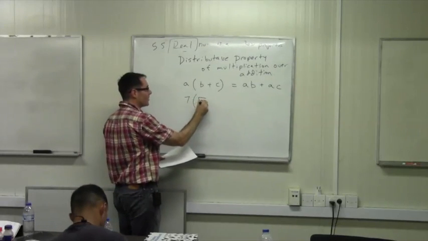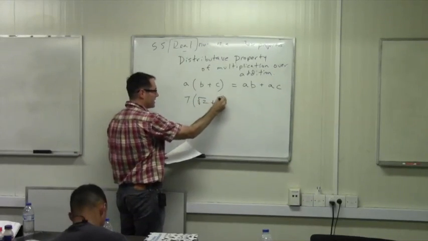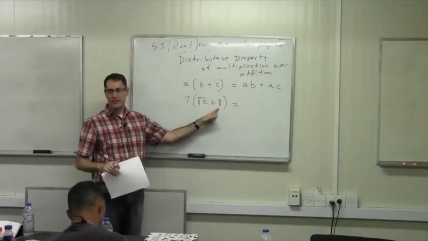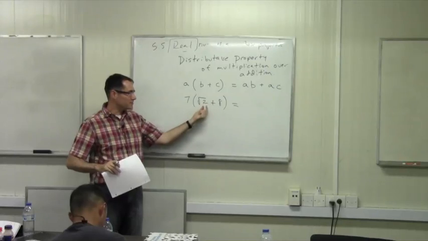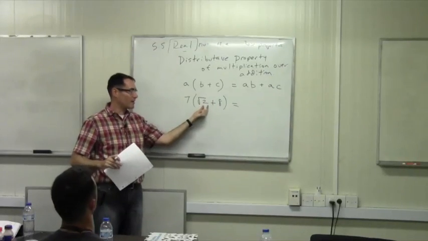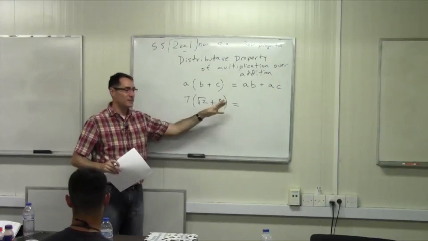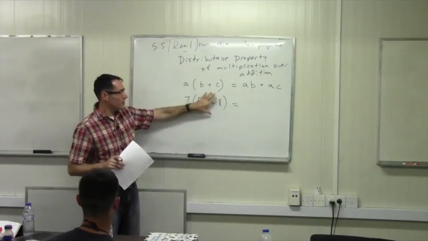7 times the square root of 2 plus 8. First question: can you add the square root of 2 plus 8? There's no way to do that because you've got a radical in there, and you can't add a square root plus any other number unless it has the same square root on it. So no, you can't do anything with that.